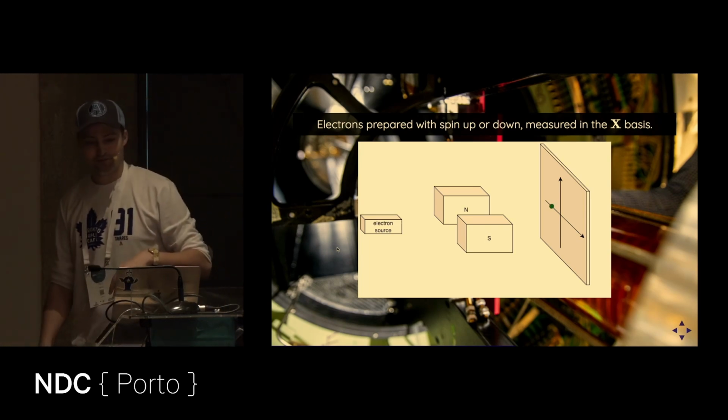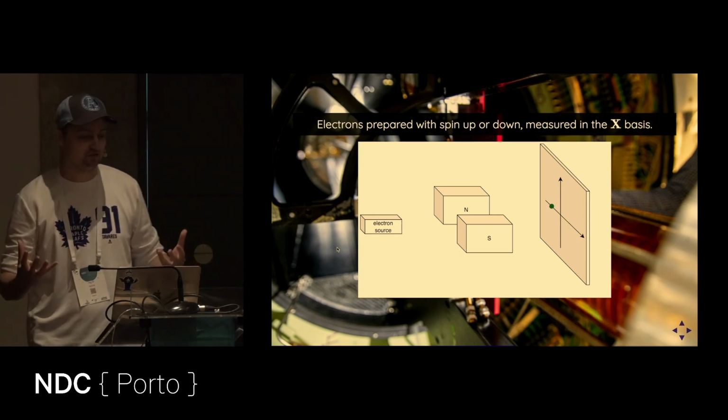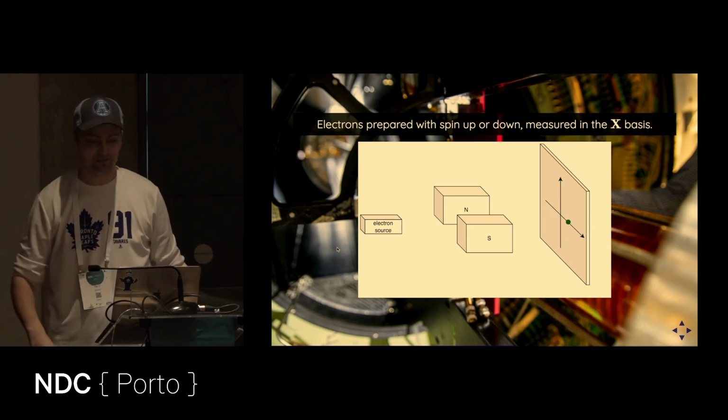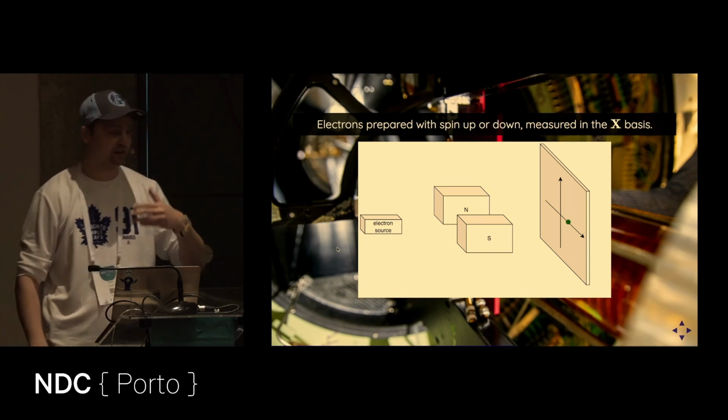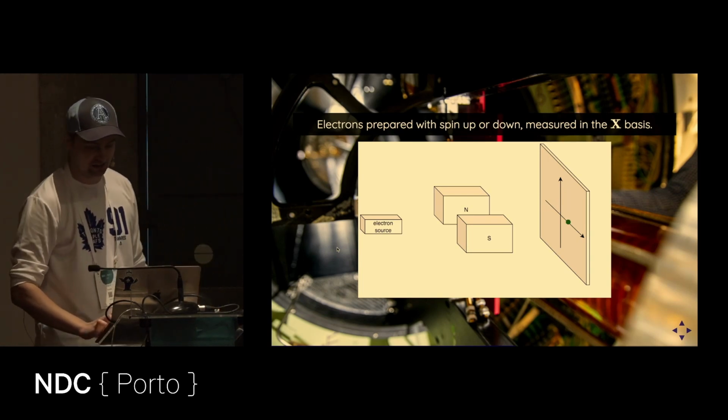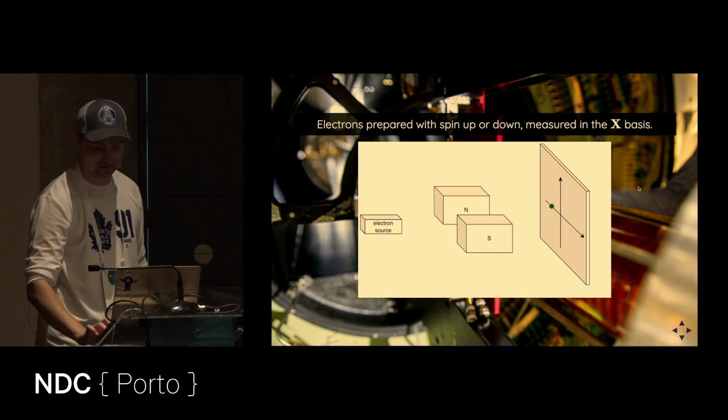So the basis measurement is effectively asking the electrons, is your spin left or right? Is it ket plus or is it ket minus? Well, it's neither, right? So the electron randomly chooses, well, it will be left or it will be right. And we get random results, right?